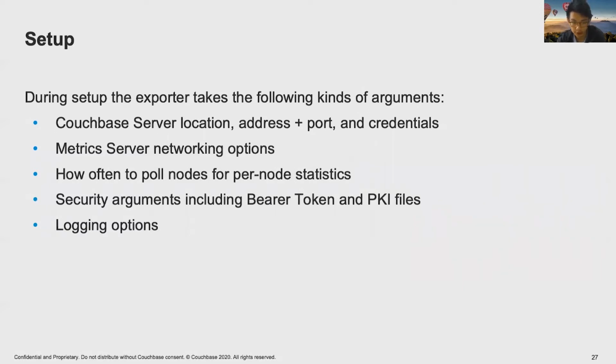So during our setup phase, as I just mentioned, the Couchbase server location, address, port, and credentials are very important for polling Couchbase, for reaching Couchbase. Then our metric server networking options, and how often to poll nodes or per node statistics, as I mentioned earlier with the per node collector. Any security arguments, including our bearer token, secret, and any sort of PKI, so public key infrastructure. And then login options, so the verbosity of the login.